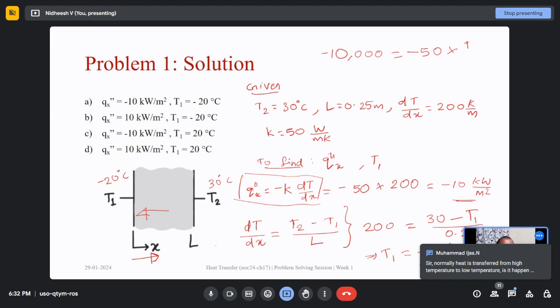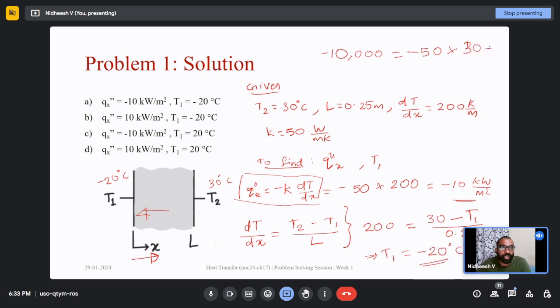T2 is given, right? 30 minus T1 by 0.25. Can someone solve this?